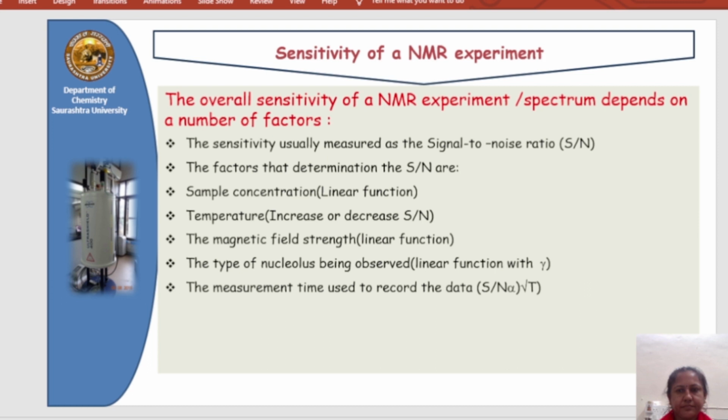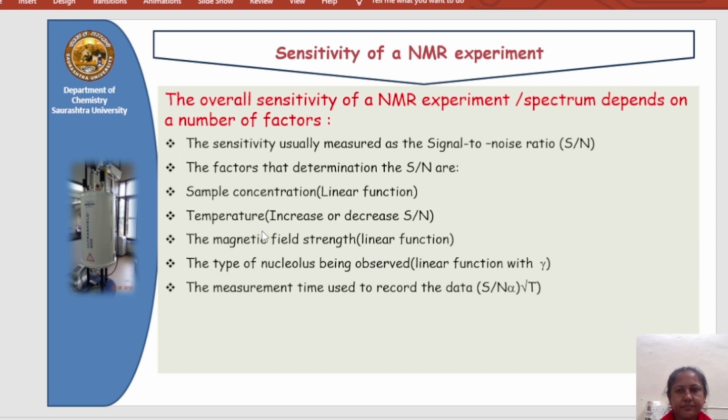Now we discuss the sensitivity of the NMR spectrum. Sensitivity is generally measured in the form of signal to noise ratio. Some factors affect the signal to noise ratio. The first one is sample concentration. If concentration is higher, signal to noise ratio is higher. It is a linear function of S by N. The second important point is temperature, which is inversely proportional to signal to noise ratio.